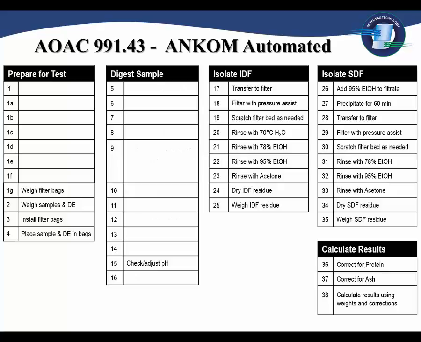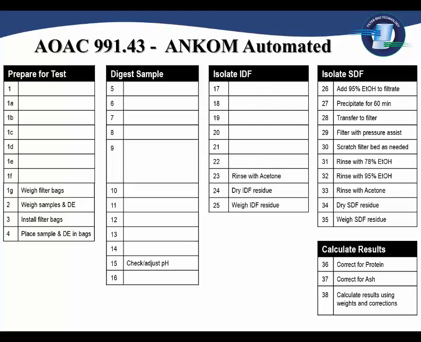The only thing the technician has to do is adjust the pH, because the system automatically adds the required acid in the case of 991.43, and then it's just a matter of the technician confirming is the pH within the 4.2 to 4.7 level. When it comes to the filtration process of the insoluble dietary fiber, again, that's controlled by the system and the dual chamber filter bags. So we eliminate all those steps.